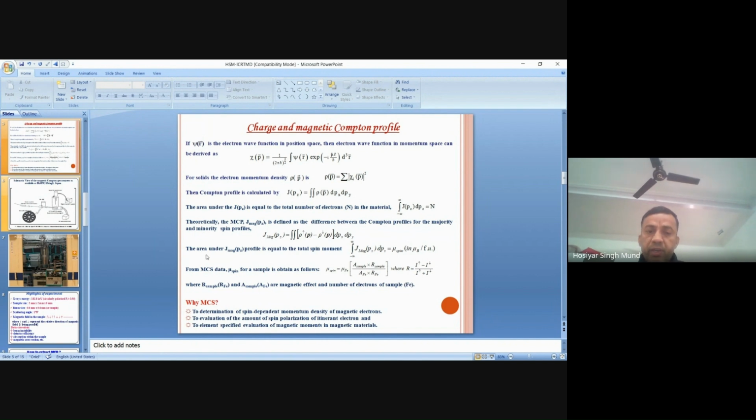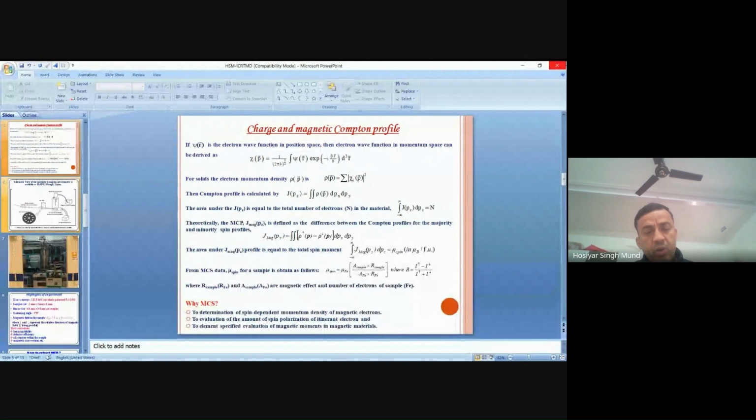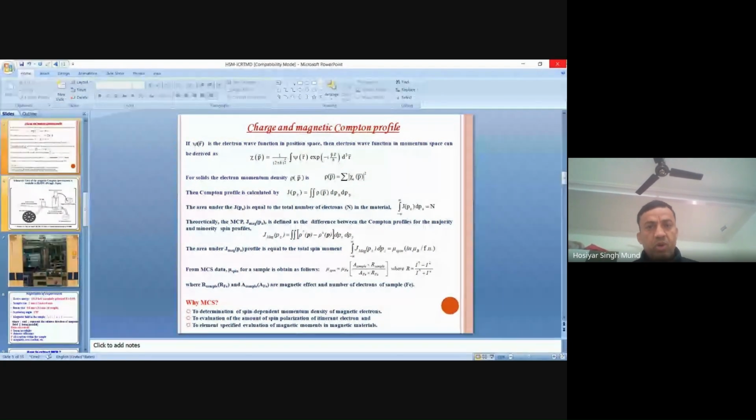If we calculate the area under the curve of this magnetic Compton profile, it gives us the total number of unpaired electrons, which means the total spin magnetic moment of those electrons. If we calculate this magnetic moment using experimental data, this formula is used. So the basic question is: what is the difference between other magnetic moment calculating techniques and the magnetic Compton scattering technique? Using techniques like SQUID, VSM, etc., we calculate the total magnetic moment of the system, not the spin magnetic moment of the system.